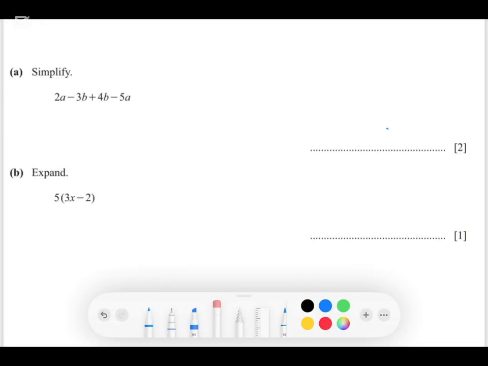In today's class we will cover the topic algebra. In algebra we will see algebraic manipulation, algebraic fractions, how to solve linear equations, quadratic equations, and how to rearrange the formula. So we will see all these types of questions related to the past paper.